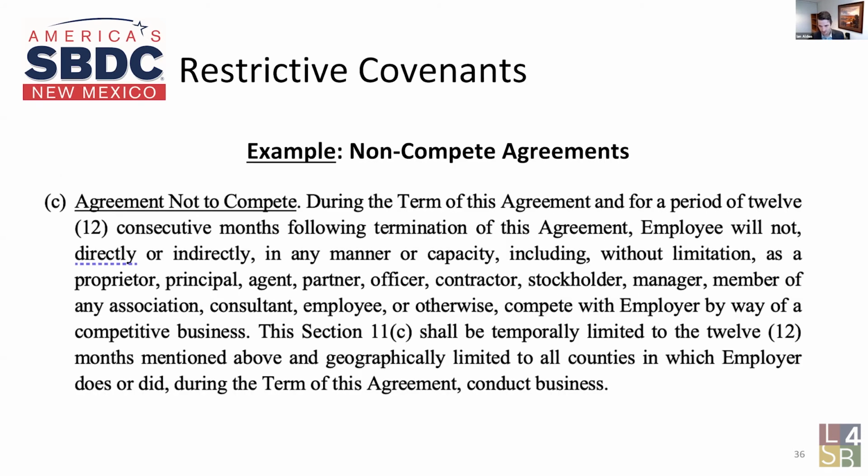Here's an example of a non-compete. Pretty darn basic. It's a one-year non-compete preventing the employee from competing with the employer in a competitive business. It limits it to 12 months and geographically limits it to the areas in which the employer does conduct business. But that's a non-compete, pretty standard. So look out for that in the contract. Like I said, if you want it, great. If you don't, take it out.